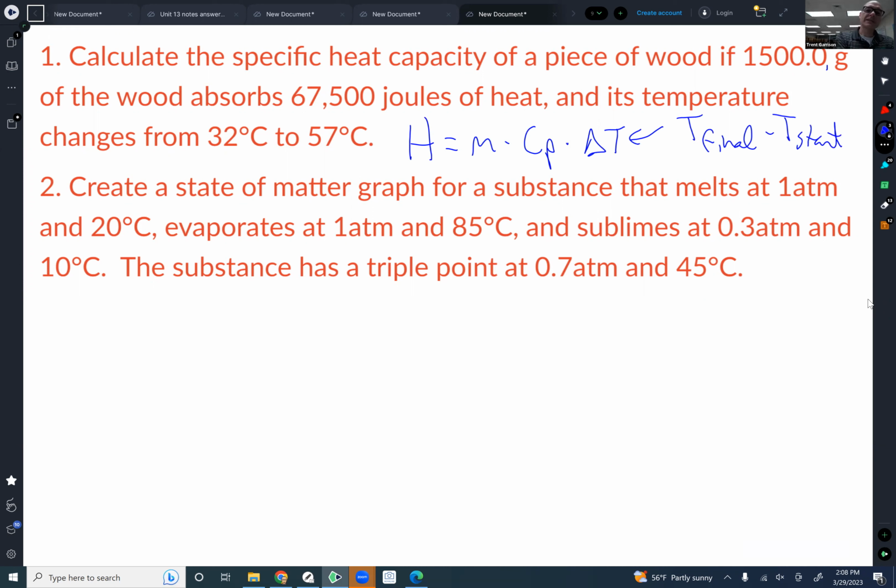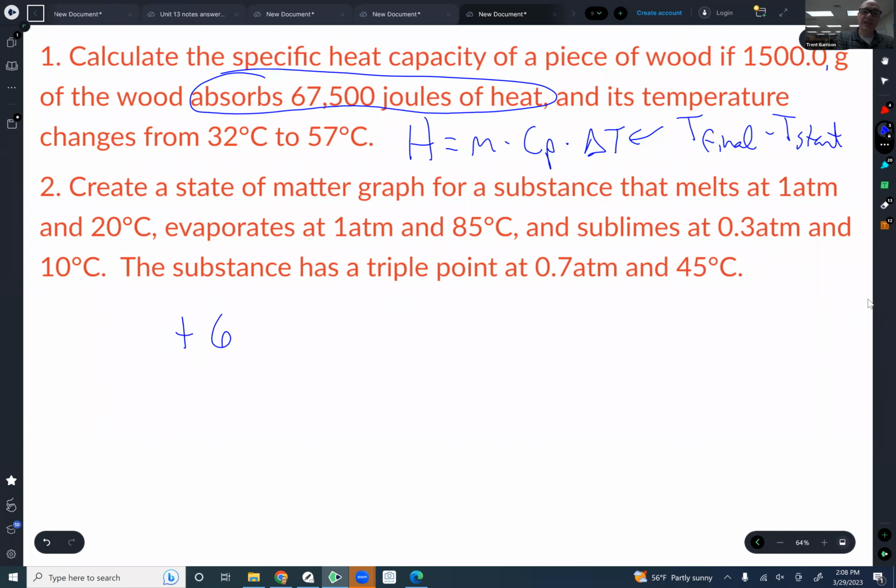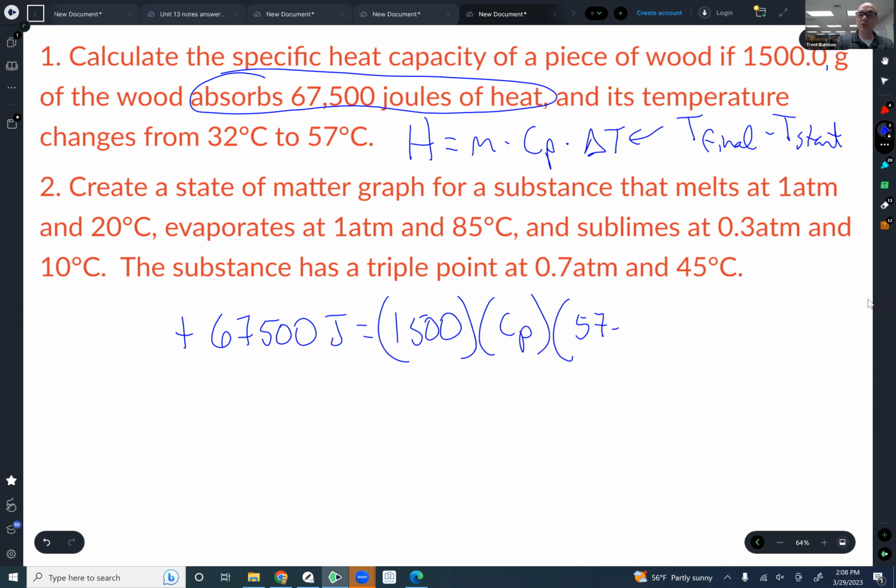Okay. So it says it absorbs heat. That means the heat is going to be positive. So that's 67,500 joules here. It says that we are looking for a piece of wood that is 1,500 grams, but we don't know the specific heat of that piece of wood. What we do know is that it went from the starting temperature of 32 degrees Celsius to the final temperature of 57. Okay, so let's first simplify that temperature change. 57 minus 32, and that's equal to 25.